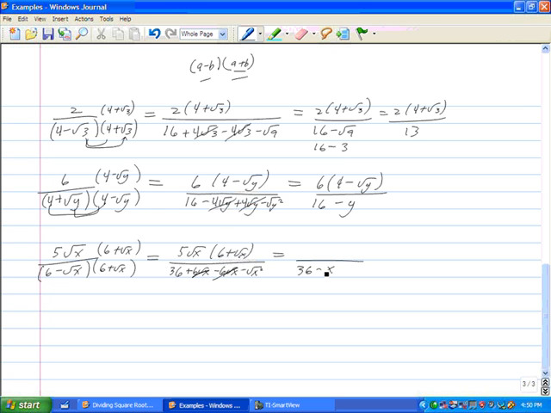And the top, this time, we'll multiply out. 6 times 5 is a 30 square root of x, and then plus 5 square roots of x squared when I distribute the second time. So that's a 30 square root of x plus a 5x over 36 minus x. So that's the basics of dividing with square roots, which as you can see is more simplification than anything.